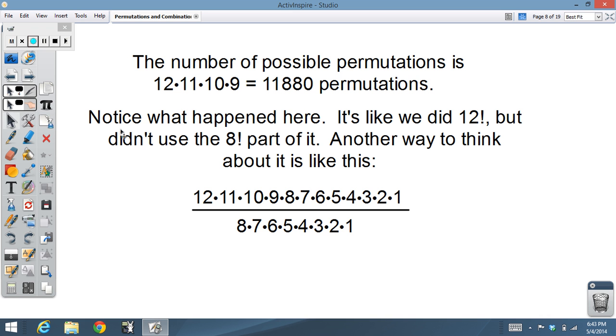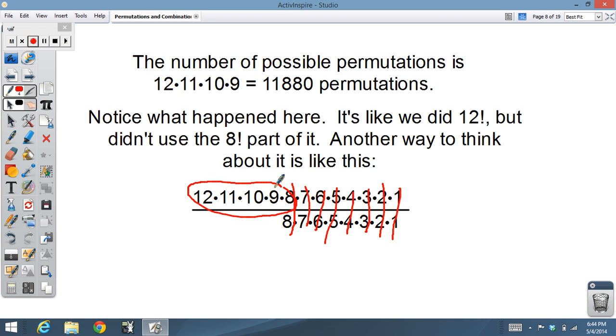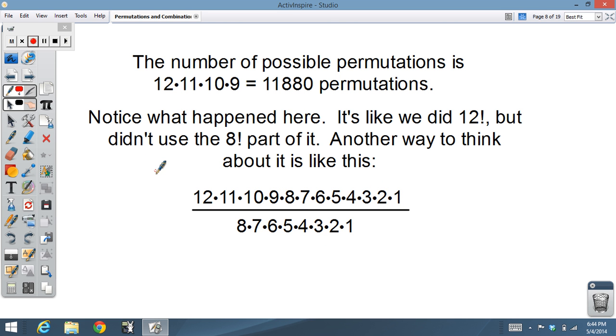Now I want you to see what happens here. It's like we did the 12 factorial, but we didn't use that 8 factorial part of it. So we kind of just stopped without using that. In effect, what we did was take 12 factorial and divide it by 8 factorial, because look what happens here. We cancel 8, 7, 6, and so on. It's like a division problem where we're canceling out all of these factors to leave us only with the part we were talking about. Does that make sense? We're using the 12 factorial, but not the 8 factorial part of it.